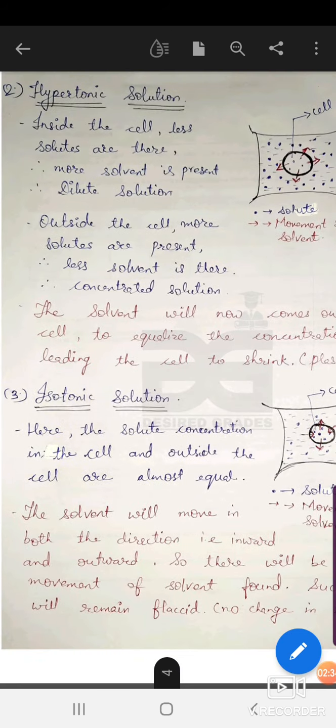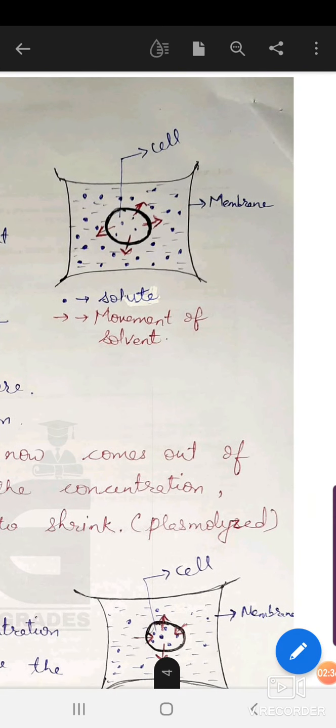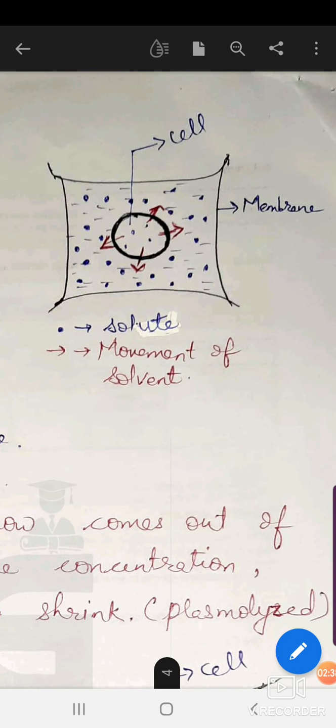Next is the hypertonic solution. Hypertonic means, as you can see in the figure, inside the cell there are very few solute particles, while outside the cell there are so many solute particles. So the outside environment is concentrated, while the inside environment is diluted. The outside solution is called hypertonic because it contains more solute. What will the cell do now? It will lose its water. Clear? It will lose water to equalize the concentration.